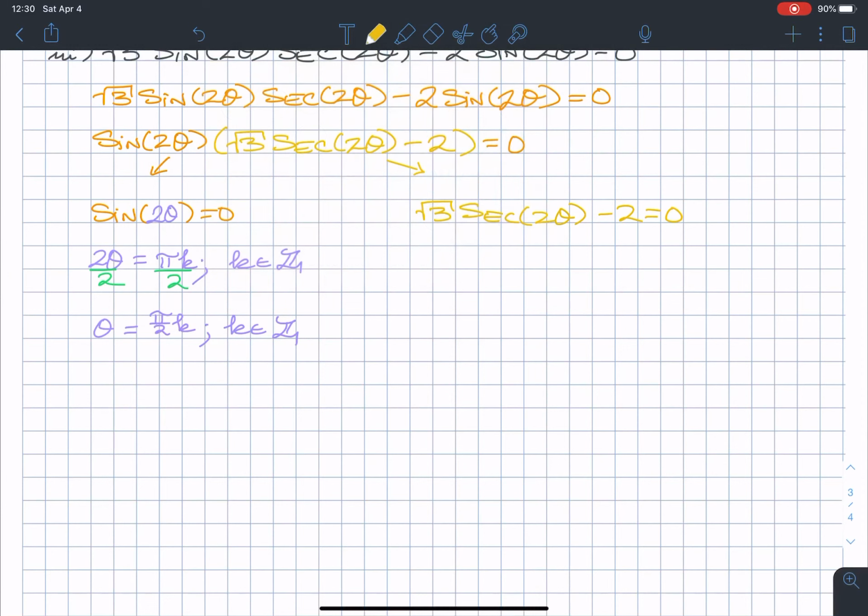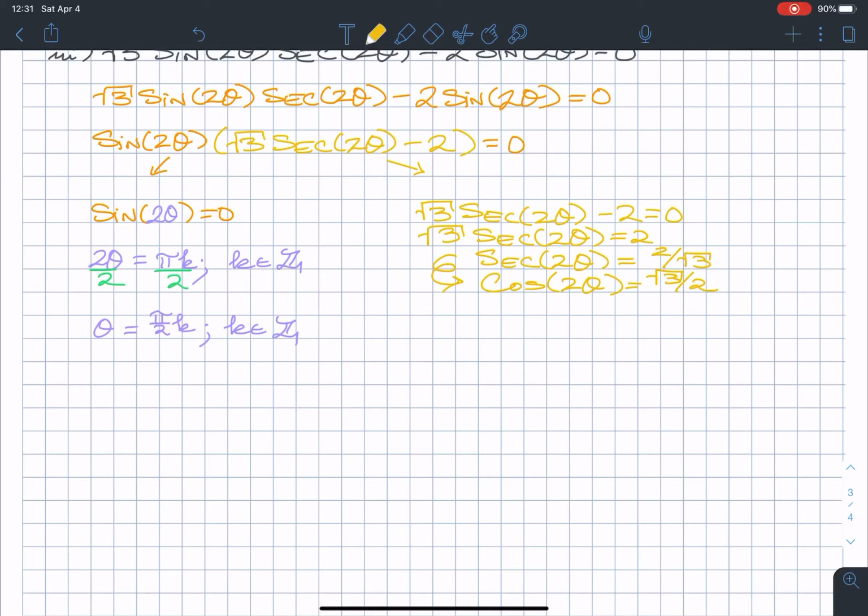So we're dividing by the coefficient of theta. So let's see what happens over here on the right. So adding 2 to both sides, I get that the square root of 3 times secant of 2 theta is 2. Dividing by the square root of 3, I get that secant of 2 theta is 2 over the square root of 3. And writing this upside down, cosine of 2 theta must be square root of 3 over 2.